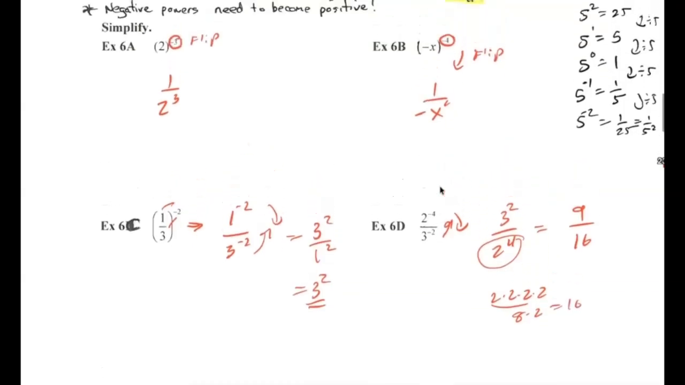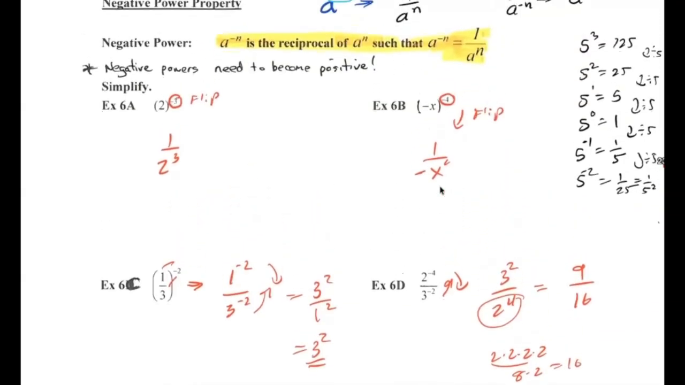What I do want to mention is that when you have negative exponents, generally, you don't want to end with negative exponents. They need to become positive. If you see, I didn't just leave it 2 to negative 3 or 1/3 to negative 2. You have to flip it. You want to become positive exponents. You don't ever want to end with negative exponents. You always want to end with positive exponents.